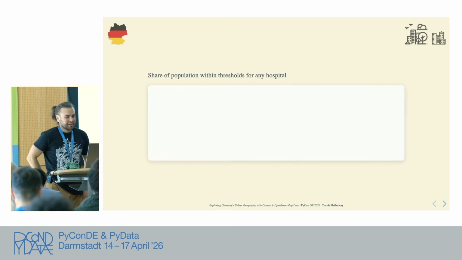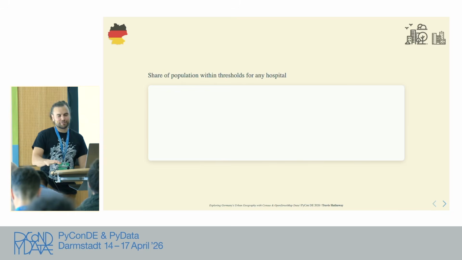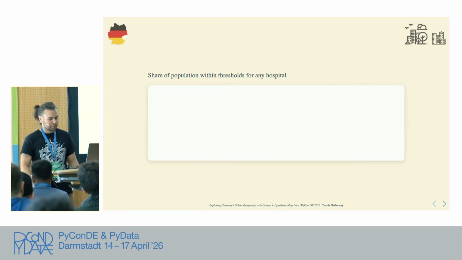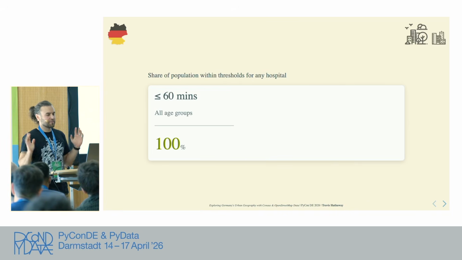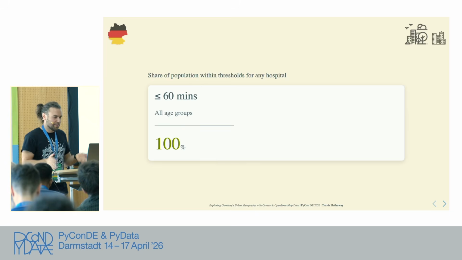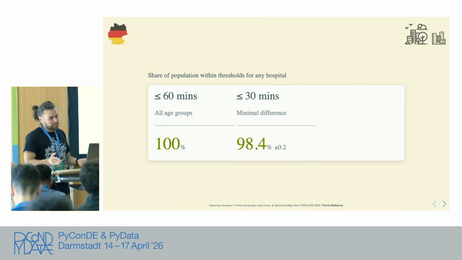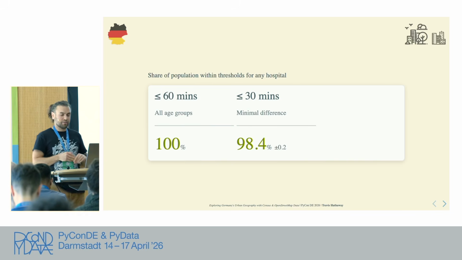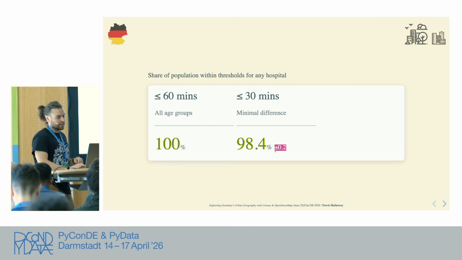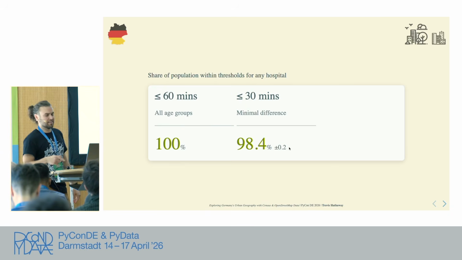But yeah, so what we're looking at is the population share within 60-minute, 30-minute, and 15-minute thresholds for any hospital in Germany. Some good news here is that for all age groups, everybody appears to be within at least 60 minutes of a hospital, and that's any type of hospital. When we go down to 30 minutes, there is a 98.4% coverage. And what you're looking at too is the variance amongst age groups that we'll take a look at in the next slide.